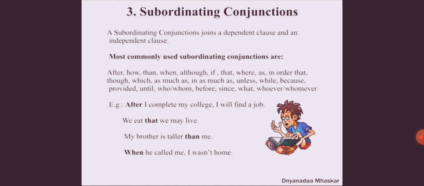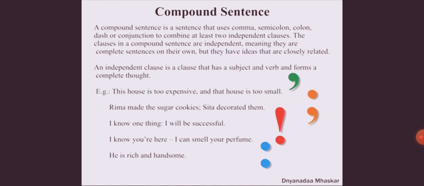Example: after I complete my college, I will find a job. We eat that we may live. My brother is taller than me. When he called me, I wasn't home. So each of the above sentences has a subordinating conjunction. All the subordinating conjunctions are highlighted. Let us now understand compound sentences.